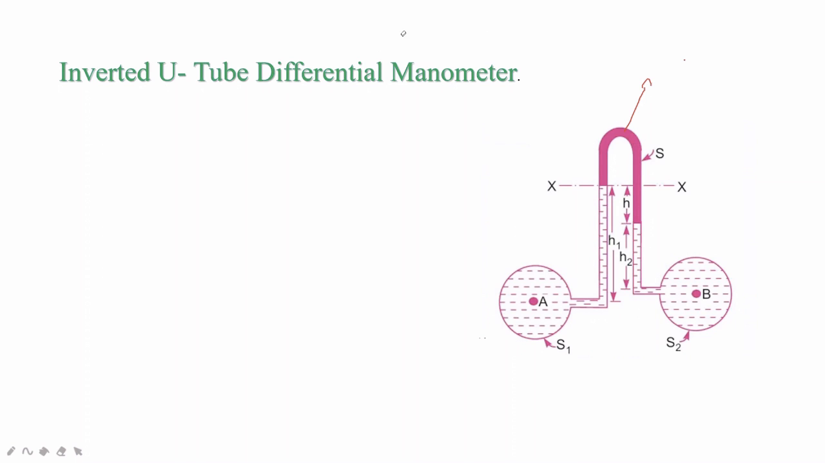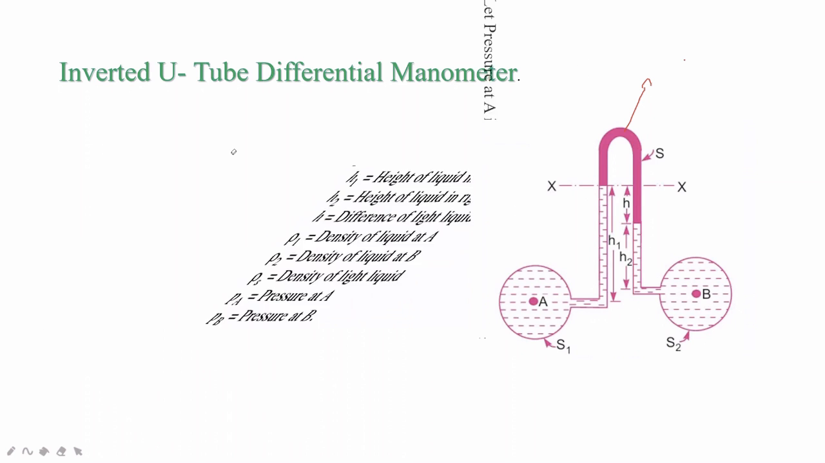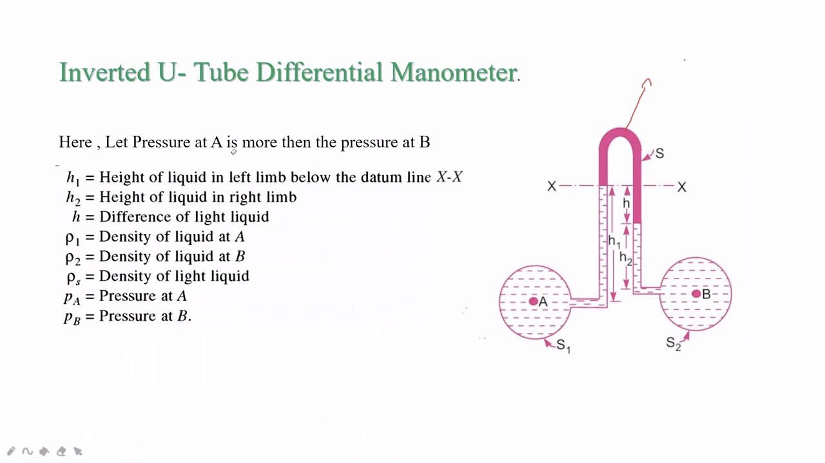So now, the inverted U-tube differential manometer we have seen. The two ends of the tubes are connected to the points whose difference of pressure is to be measured. So it is mainly used for low pressure. Wherever we have to calculate the pressure and we think it is very low, in such cases only we are using these inverted U-tube differential manometers. So we will define all the terms and directly give the equation.